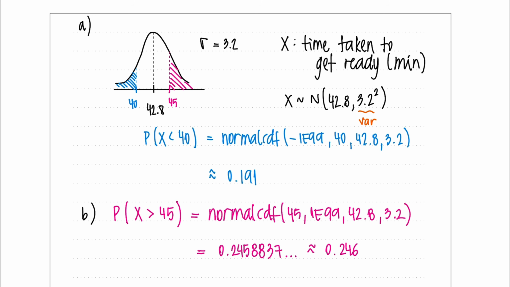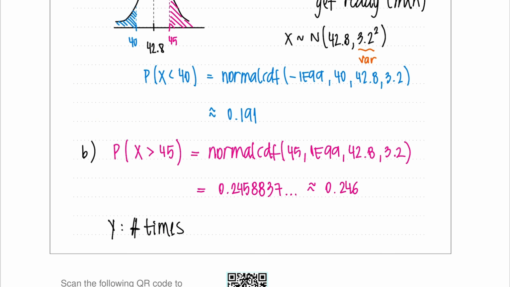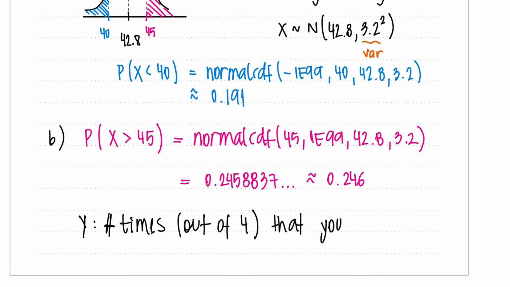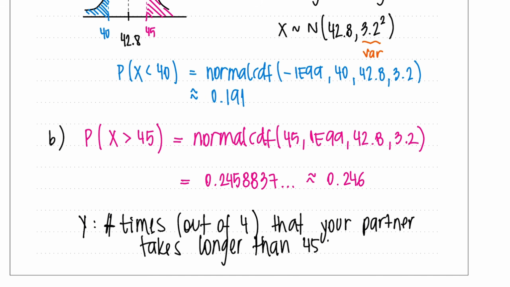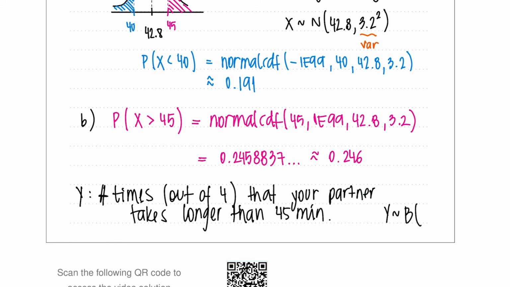If we're changing distributions, going from a normal to a binomial, we've got to name it something different. Instead of capital X, we're going to name it capital Y, and we're going to define it right now. Y is the number of times out of 4 that your partner takes longer than 45 minutes to get ready. And Y follows a binomial distribution with the number of trials of 4 and probability of success 0.246. I'm going to write 0.246. However, when we plug it into the calculator, we're not going to round it.